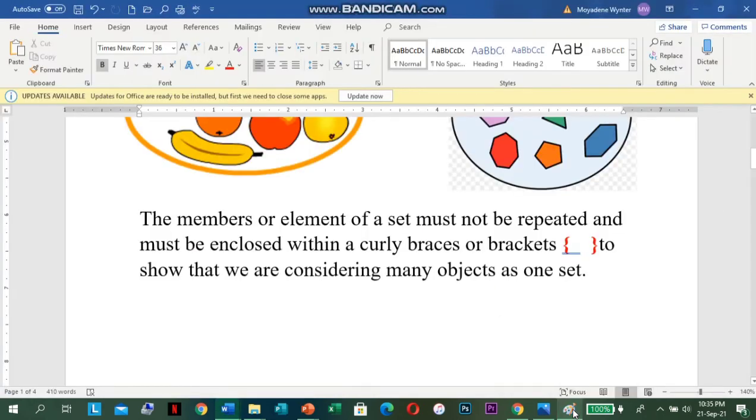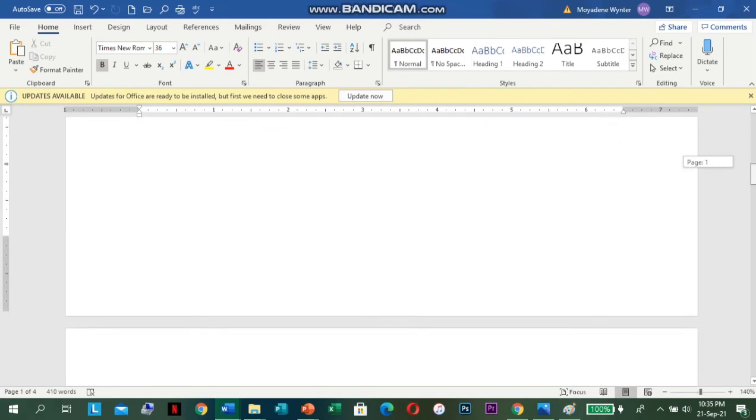So we go back to the definition that says the members or elements of a set must not be repeated and must be enclosed with curly braces or brackets. We just did that to show that we are considering many objects as one set. All right, let us move along.